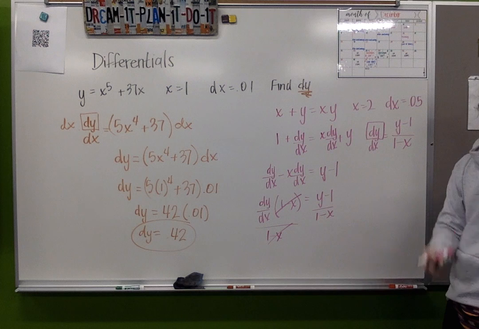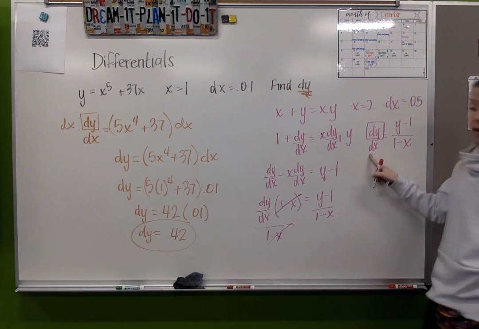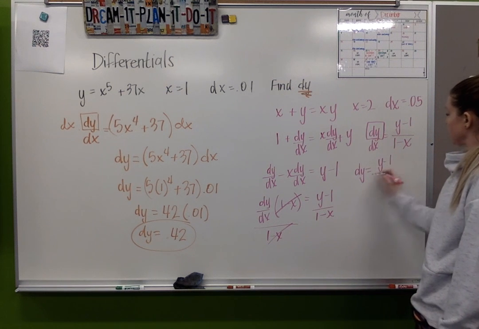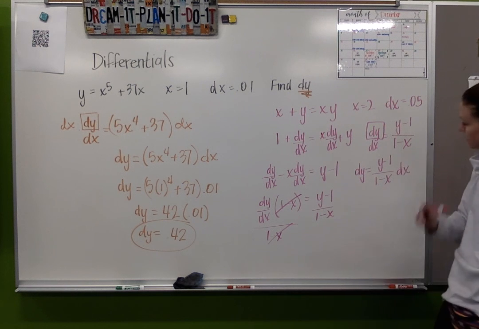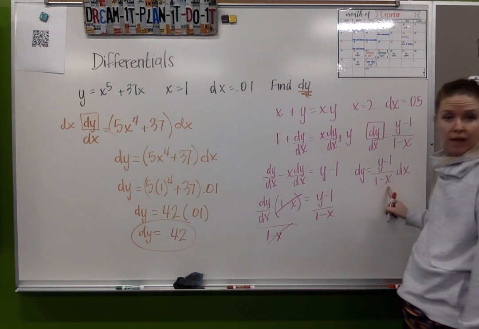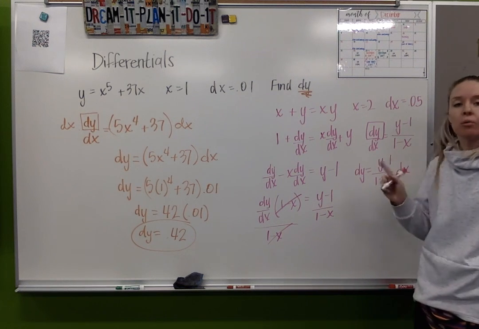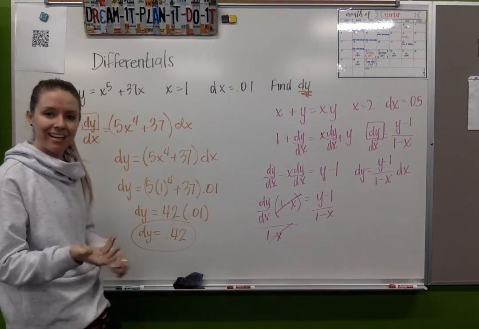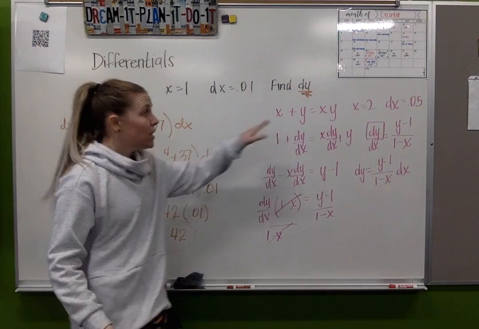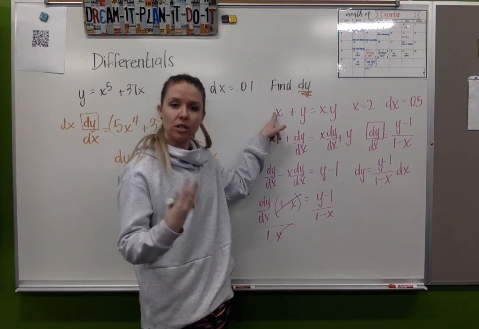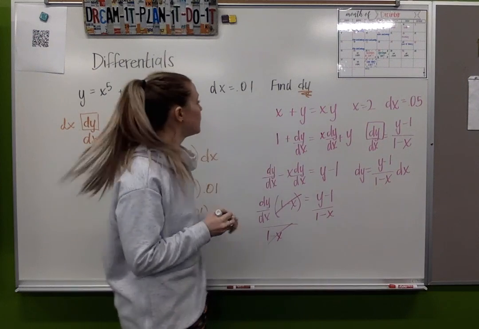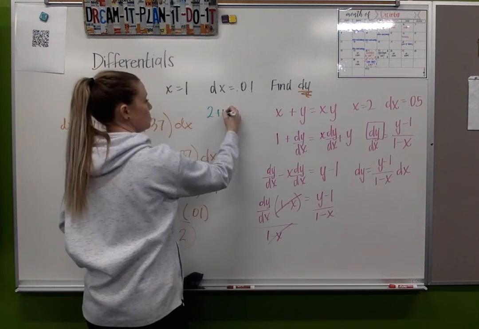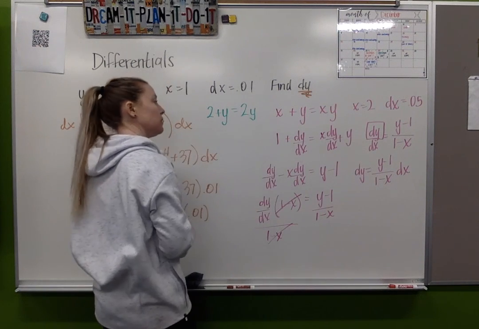Our goal is to solve for the dy. So again, I'm going to multiply both sides by dx. So dy equals (y minus 1) over (1 minus x) times dx. We know our x value and we know our dx value, but we don't know y. So we're going to come back to our original and plug x in and solve for y. If they don't give us the y, we have the original equation, which we should be able to solve for our y variable. So I'm going to plug in my 2, x is 2, plus y equals 2y.